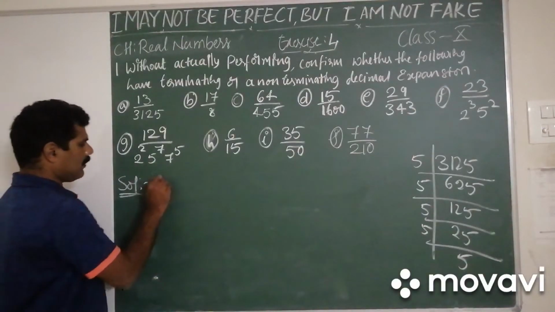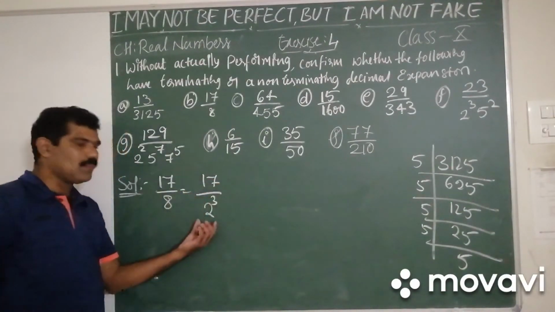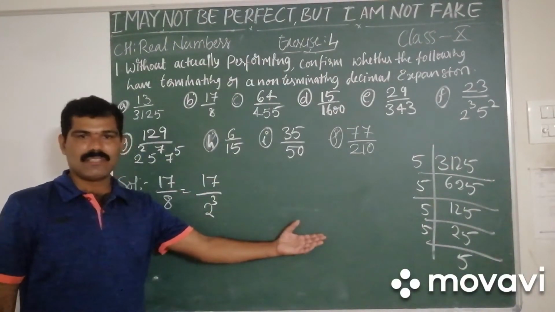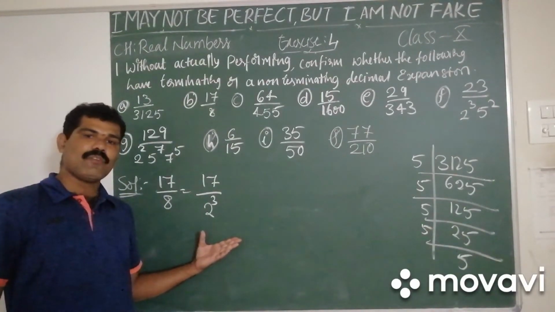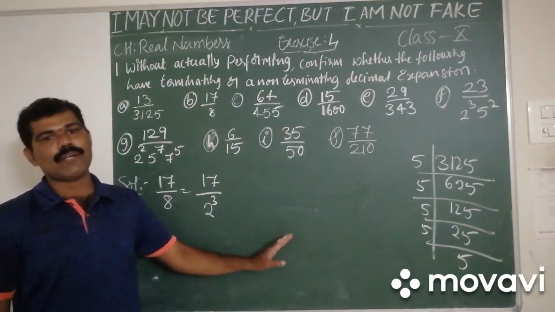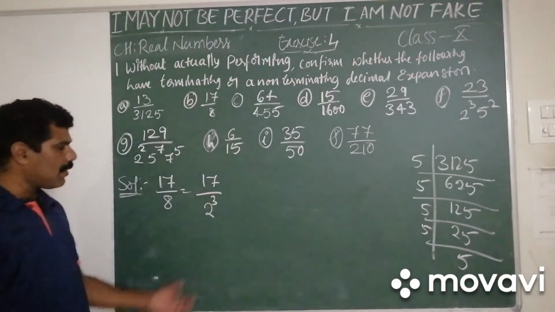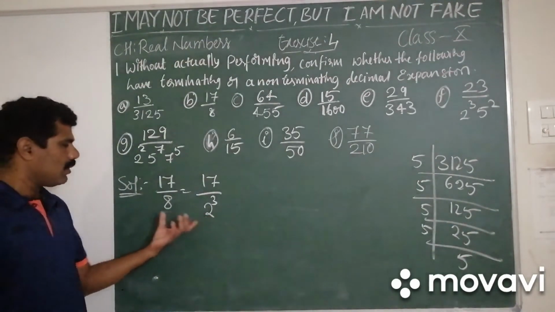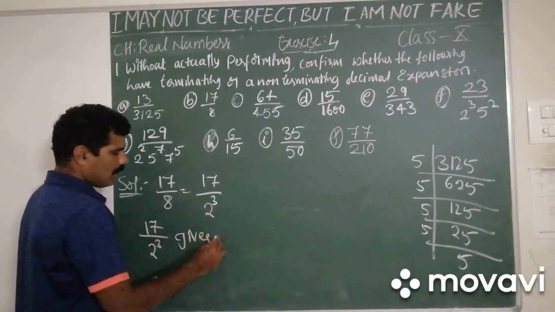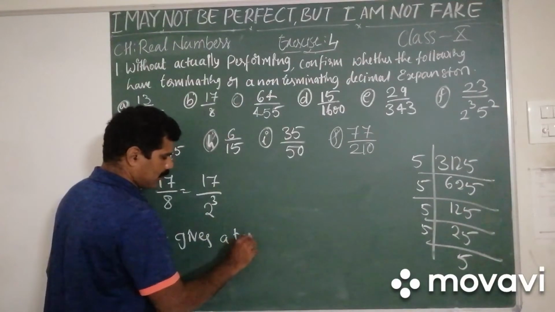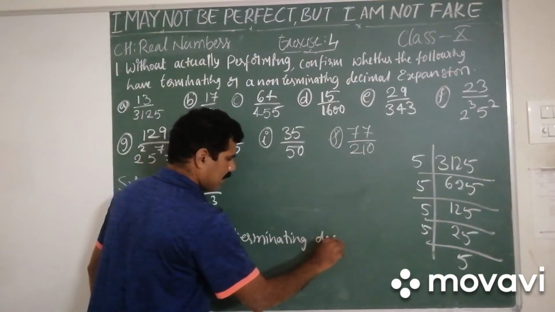Second one, 17 by 8. See, this is in the form of 2 to the power of n. As we discussed, the denominator should be either in the 2 to the power of n form, or 5 to the power of m, or 2 to the power of n into 5 to the power of m. Yes, so now this is in the form of 2 to the power of n. The denominator is in the form of 2 to the power of n, so this gives a terminating decimal.